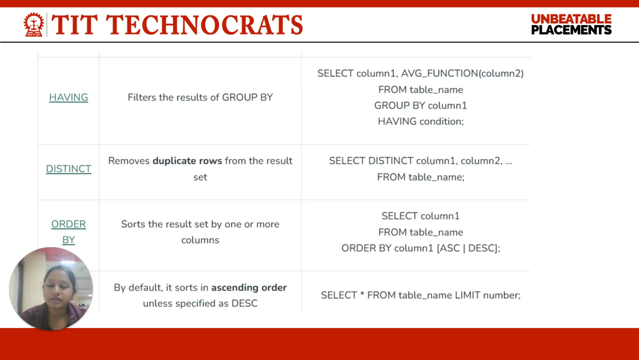Next is distinct. This removes duplicate rows from the result set, showing only unique records. Order by sorts the output by one or more columns, either in ascending or descending order. Limit restricts the number of rows returned, which is useful when working with large data sets.